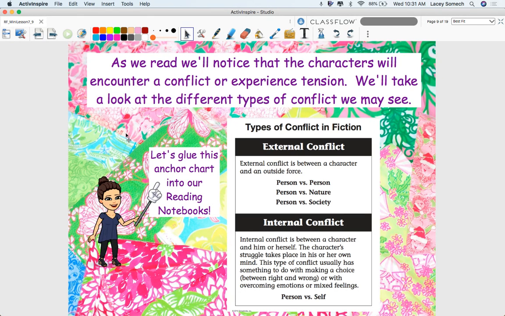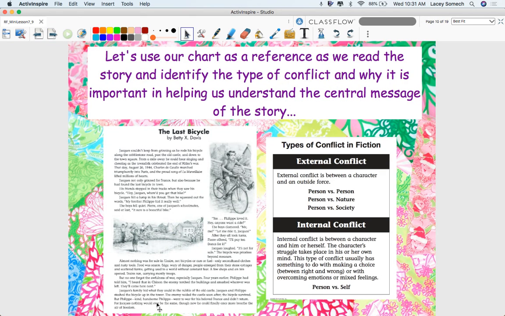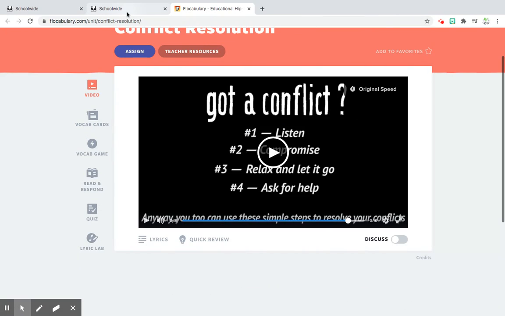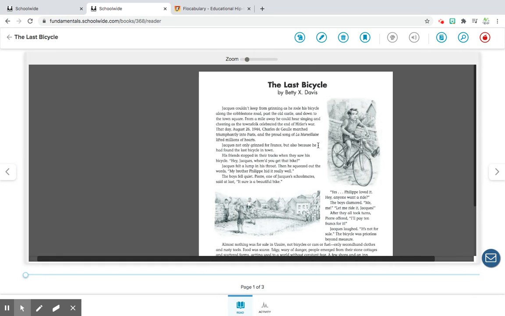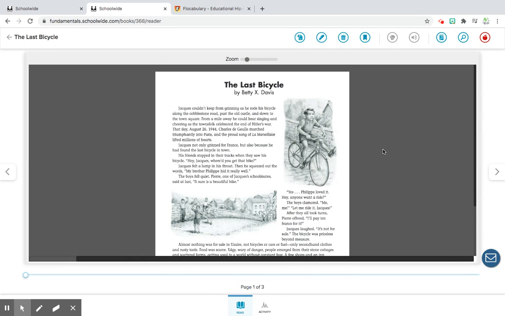So we have this chart here that we're going to use to help us refer as we go through today's story. I already told you this is a historical text called The Last Bicycle. We're going to pull out some clues here. I'm going to try to help you figure out: is this person versus person, person versus nature, person versus society, or are they having the problem with themselves, person versus self? All right, so let me pull up the story so you can see it a little bit larger. I'm just going to zoom in a little so we can see more clearly on our boards. All right, let's get started and try to pull out some of those clues.